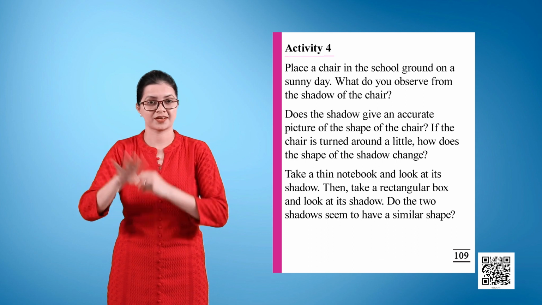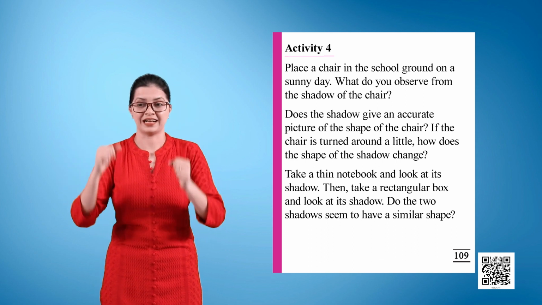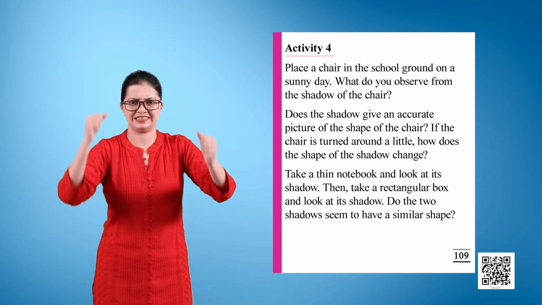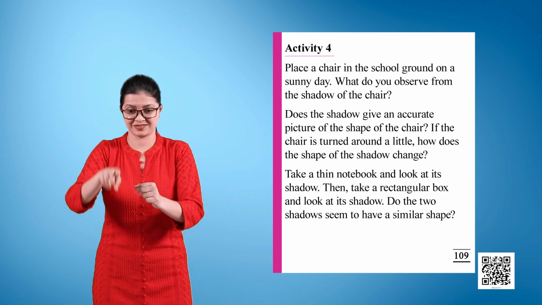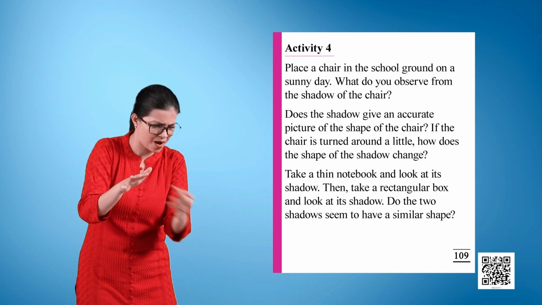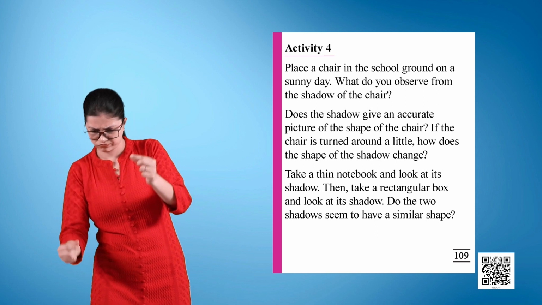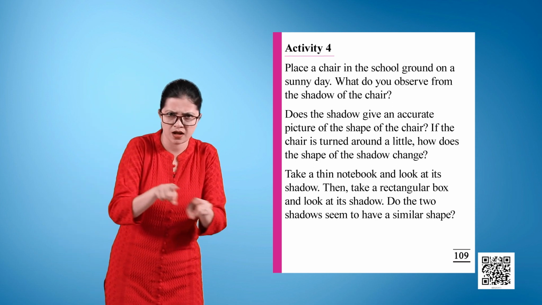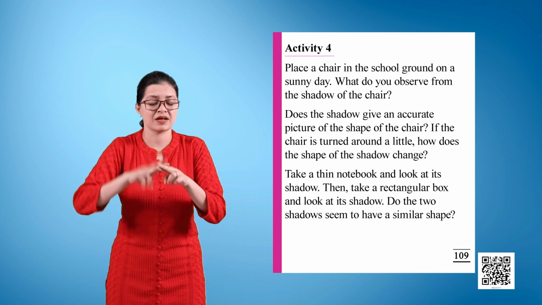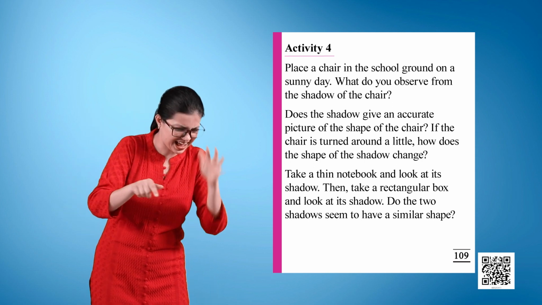Activity 4. Place a chair in the school ground on a sunny day. What do you observe from the shadow of the chair? Does the shadow give an accurate picture of the shape of the chair? If the chair is turned around a little, how does the shape of the shadow change?